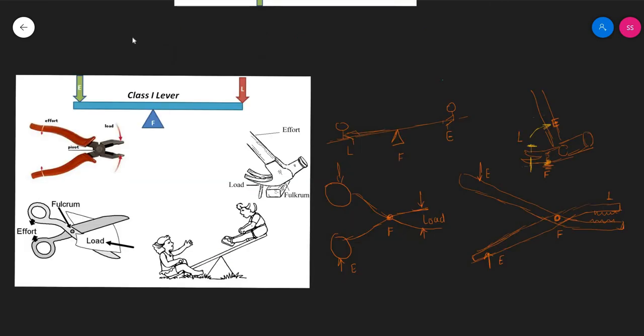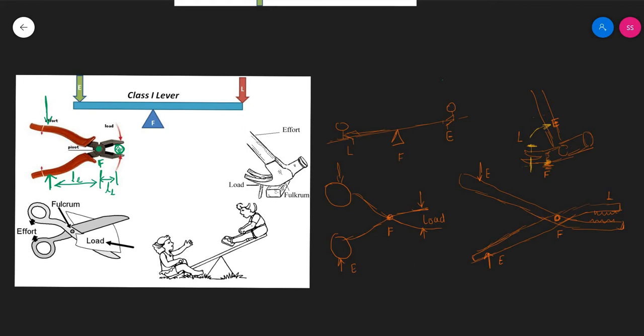Here are some examples of class 1 levers. You have pliers, where this is your fulcrum and here's the load you apply. Let's say here's a nut where you have to apply the load, and you apply your effort with your hand on both these sides. You can see that the distance of the effort arm is way larger than the load arm, which means you're going to get a very good mechanical advantage with this.